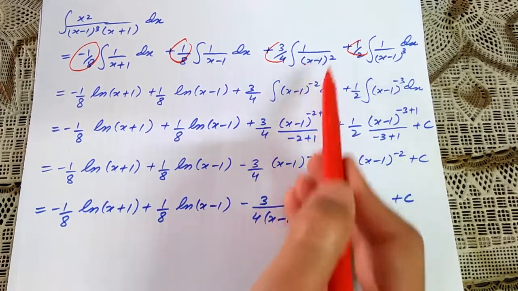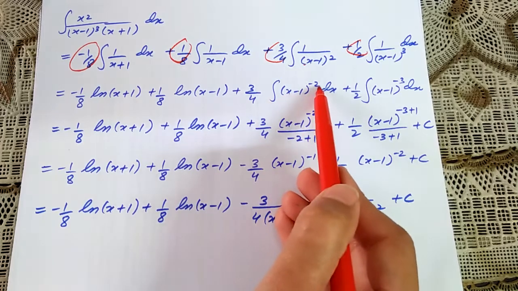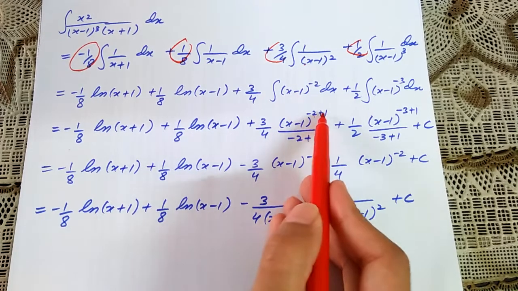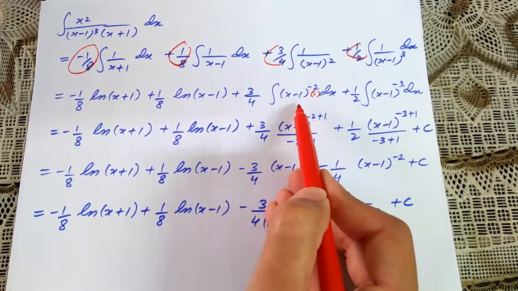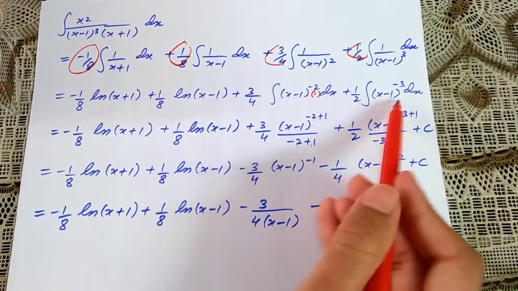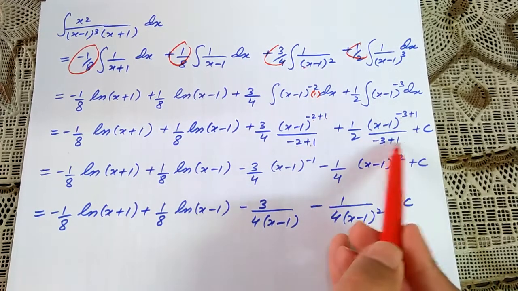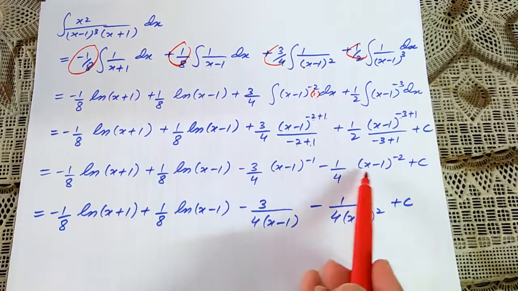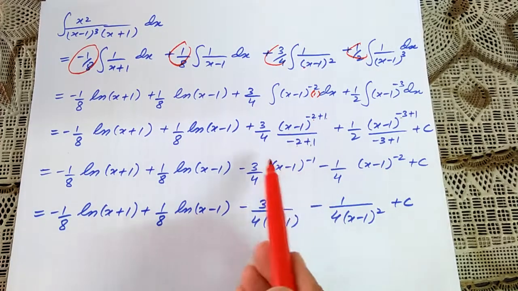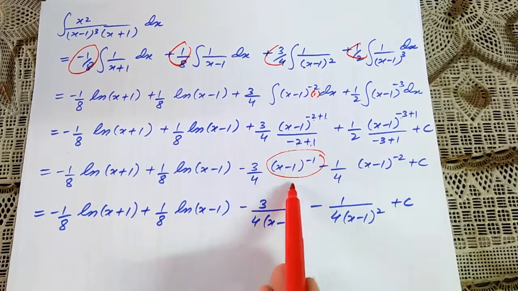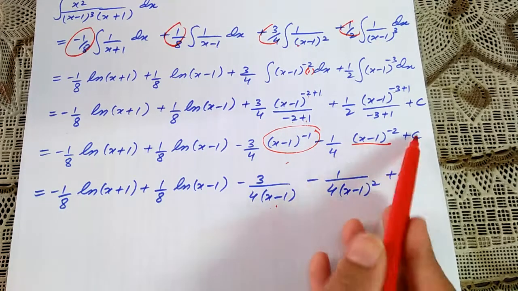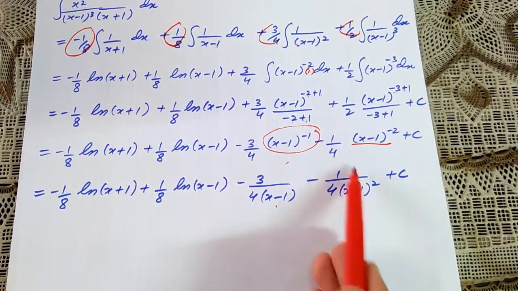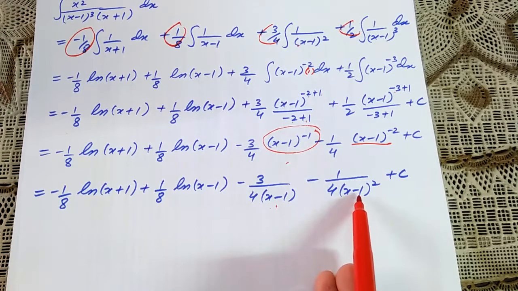Now x minus 1 whole square can be written as x minus 1 raised to power minus 2. And its integration will be power plus 1 divided by power plus 1, because it has its derivative with it. And same with the ending integration. After simplification, I will get this answer. This is the negative power, so I will make it positive by moving it into the denominator. Again here I will make it the positive power by moving it into the denominator.